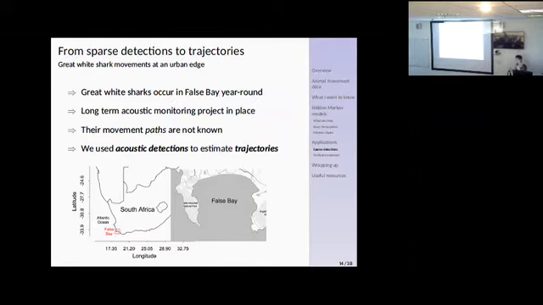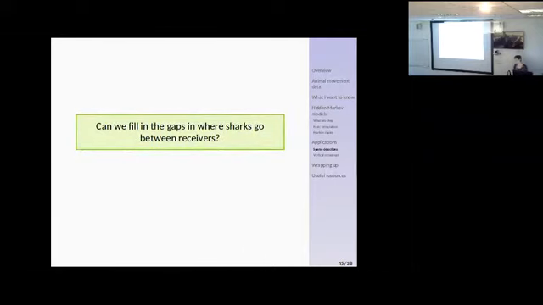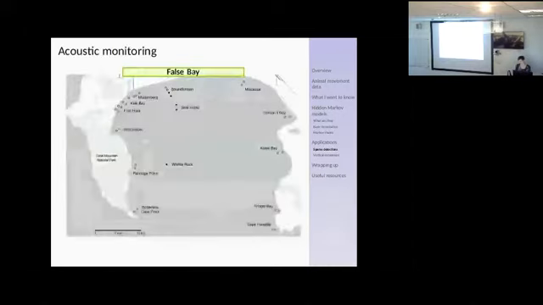So we wanted to get from these static detections to trajectories. This is work that I did mainly the summer before last, before I moved here, with David Borchers, Theo Michelot, and also Alison Cock, a collaborator from Cape Town. So the question really was, can we fill in the gaps in where sharks go between the receivers, where we don't have any observations about where they are?